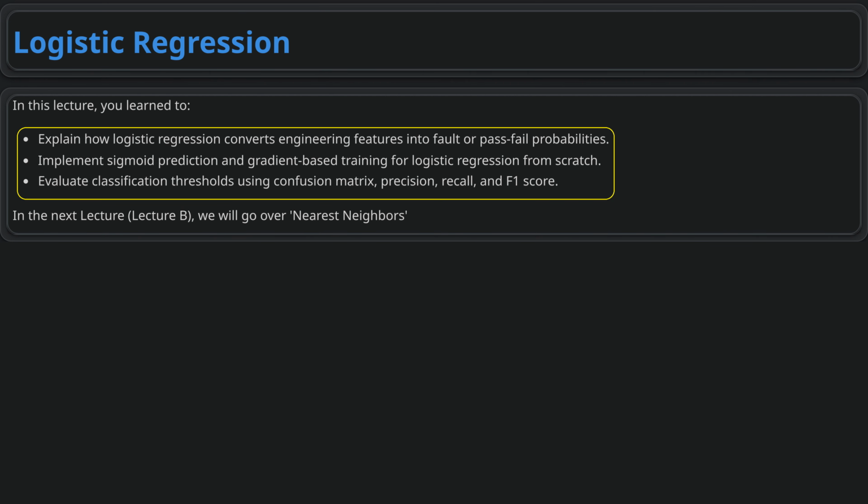In this lecture, you learned to explain how logistic regression converts engineering features into fault or pass-fail probabilities, implement sigmoid prediction and gradient-based training for logistic regression from scratch, and evaluate classification thresholds using confusion matrix, precision, recall, and F1 score. In the next lecture, Lecture B, we will go over nearest neighbors.